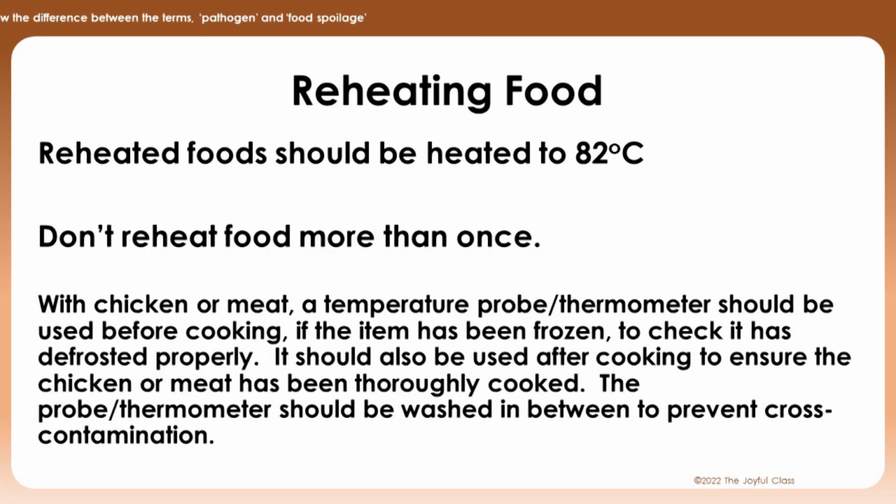Food should only be reheated once, and the temperature to reheat food should be at 82 degrees centigrade or above. With chicken or meat, a temperature probe or thermometer should be used before cooking. If the item has been frozen, you need to check that it's been defrosted properly. It should also be used after cooking to ensure that chicken or meat has been thoroughly cooked. The probe thermometer should be washed in between to prevent cross-contamination.